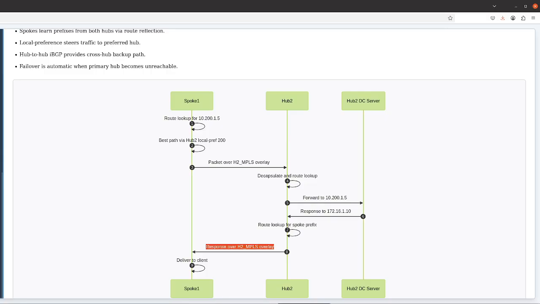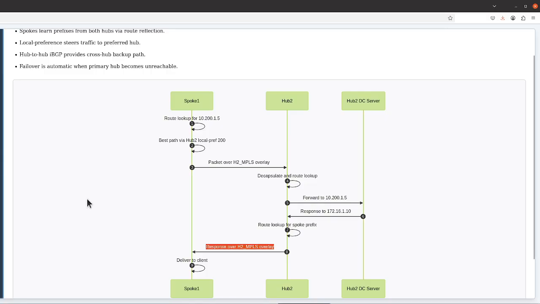The SD-WAN logic on Hub 2 picks the specific tunnel based on the service rules and health checks, but in this example we assume it picks H2_MPLS for the return path as well, creating symmetric routing. Spoke 1 receives the return packet, decapsulates the IPsec header, and delivers it to the originating client on its LAN. The session completes with a predictable, BGP-driven path selection that prefers Hub 2 for Hub 2 home destinations.